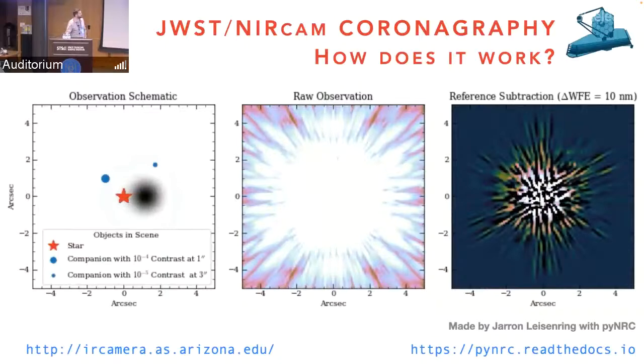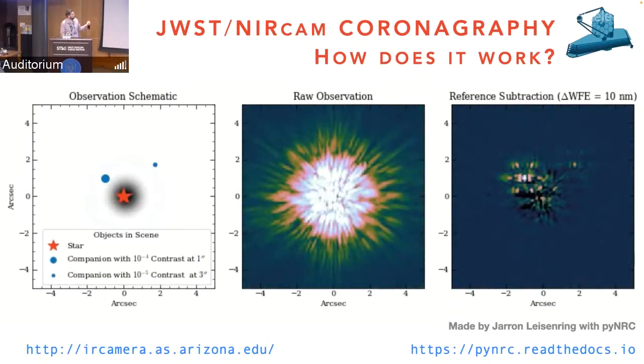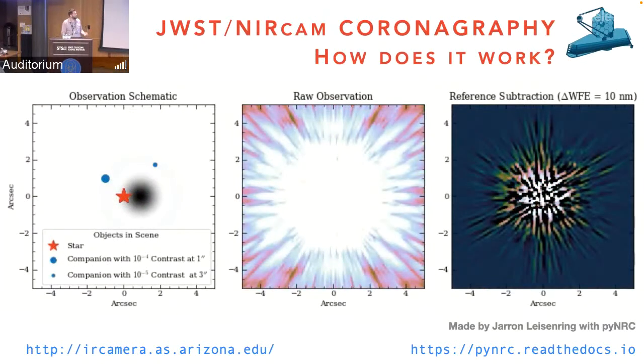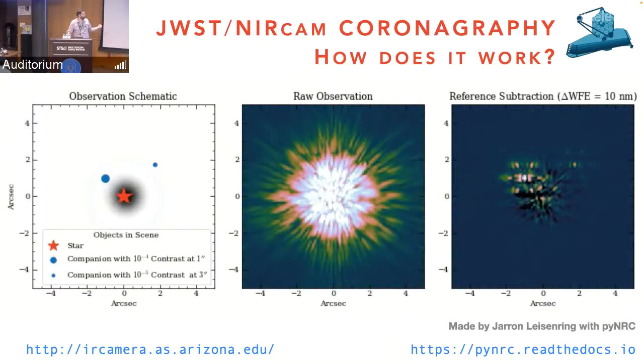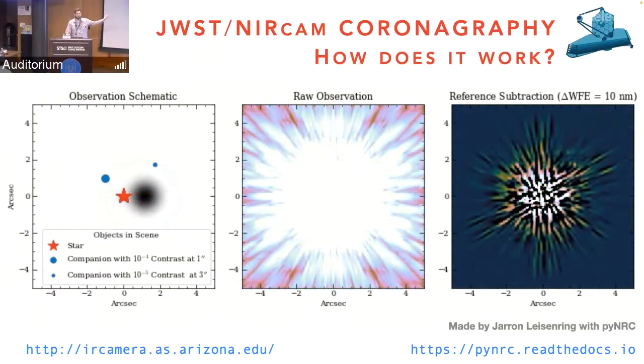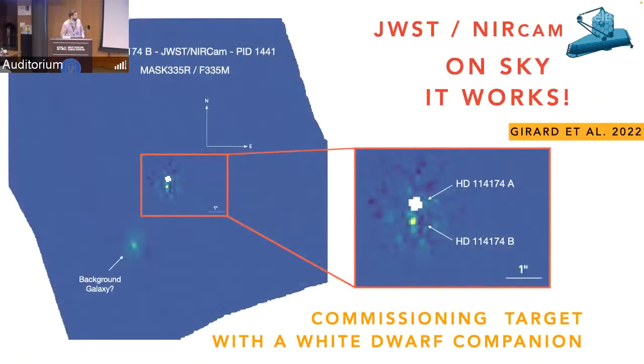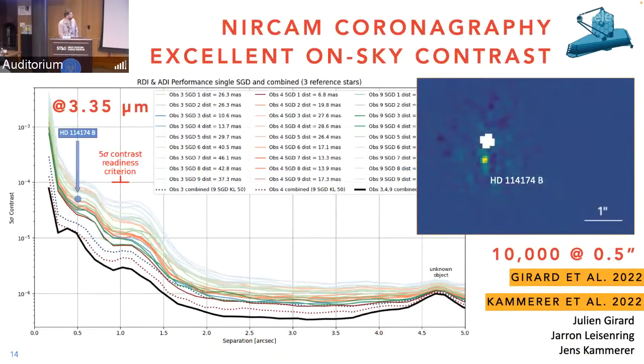This is a simulation pre-flight. When the mask is put in front of the star, you get an attenuation, that's the middle pane. But then it's actually not enough to see planets. To see planets like Jupiter, you basically have to subtract a separate star. That's called reference differential imaging. And on sky, it works very well. This was a white dwarf that we did in commissioning just to mimic a planet, about 10,000 contrast at 0.5 arcsecond, works very well. We got some nice contrast curves.